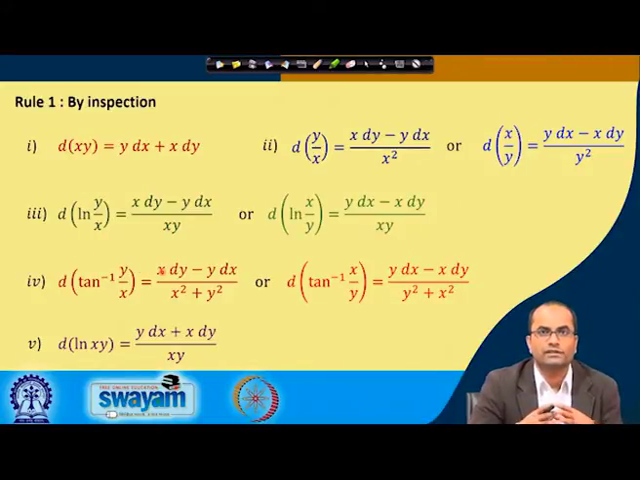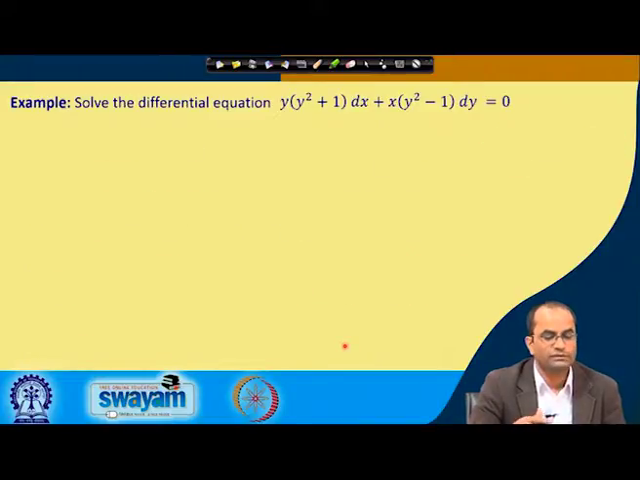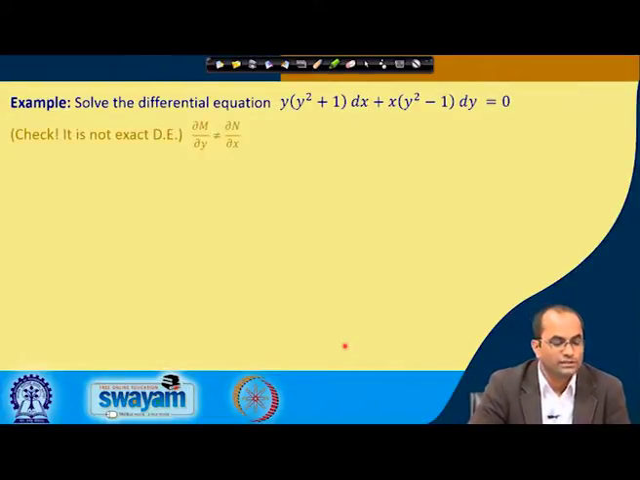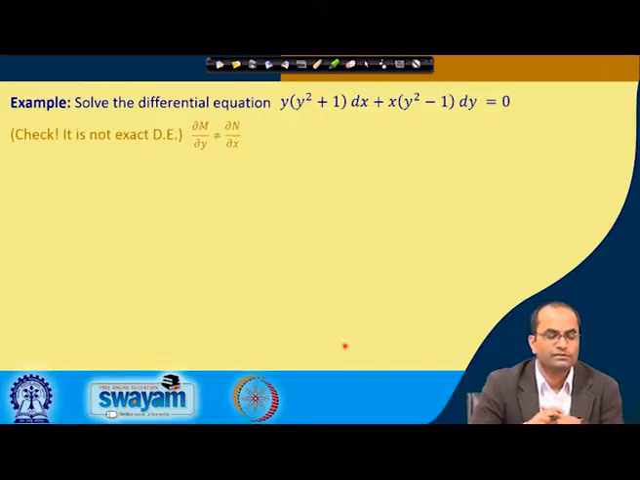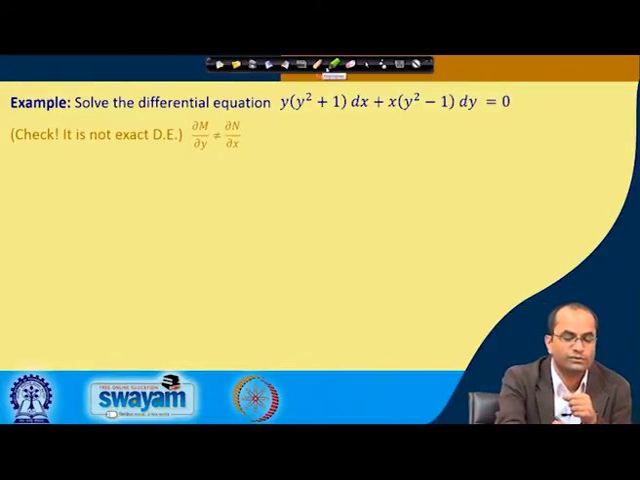So, we will go through at least one example where we have the possibility to recognize those standard differentials. Again we can check that this is not an exact differential equation, because del M over del y is not equal to del N over del x.